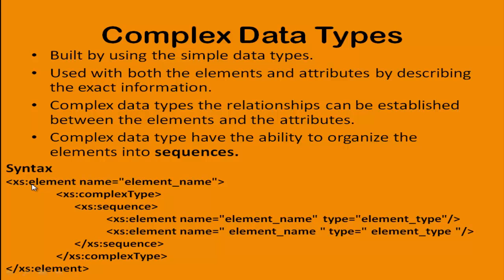And the syntax will be like this. Notice this point. Xs element is a tag, name is the attribute, element name I'm giving, consider any element name. Complex type, notice this point, I'm giving as a complex type. So it means a complex data type. Under complex data type, I'm creating one sequence data type. Under the sequence data type, as I declared name is element name, type, I can declare. So a complex data type can accommodate many sequential data types.